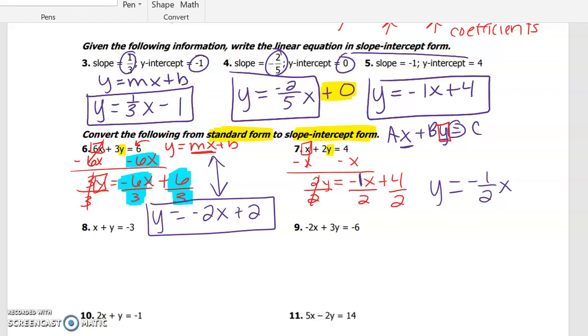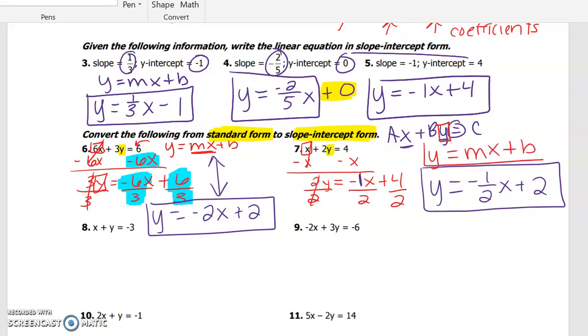We prefer you not to change the slope to decimals. If you have 1 divided by 2, it will give you 0.5, but I'd rather you write it as a half and leave it as a fraction. And then I have 4 divided by 2, which just gives me 2. So my final answer is y equals negative 1/2 x plus 2. And notice, if I write it right above it, you can see how that is now in slope-intercept form of y equals mx plus b.